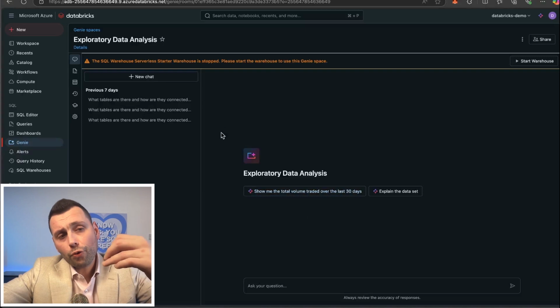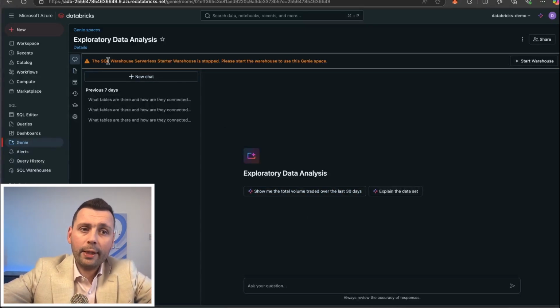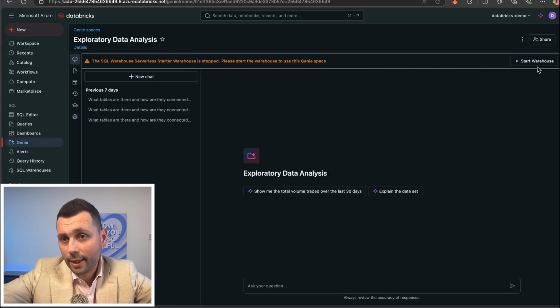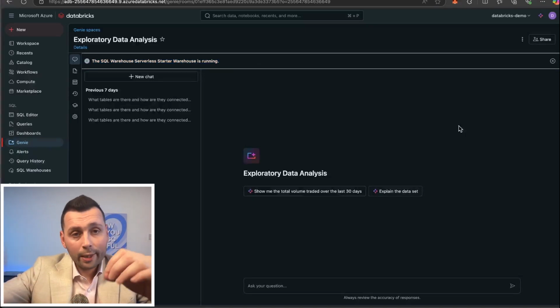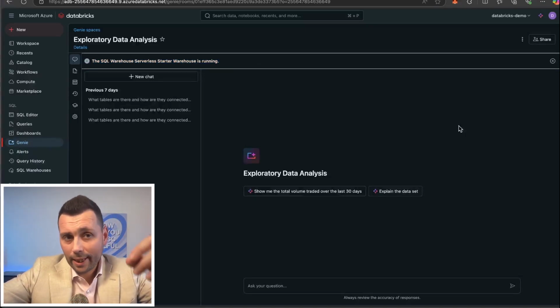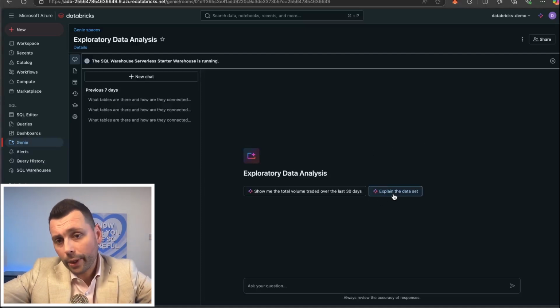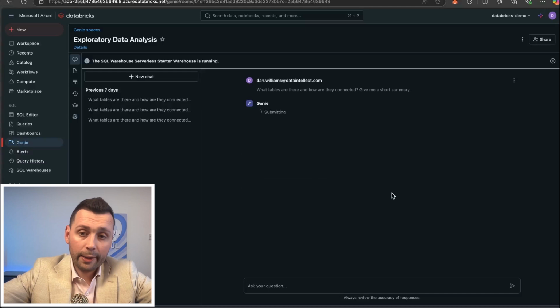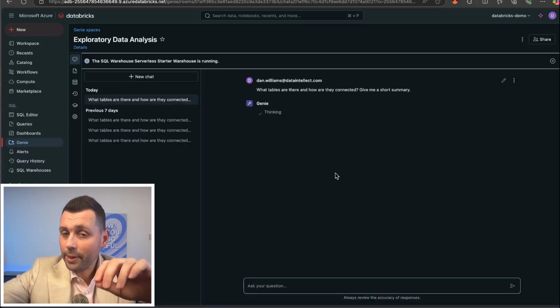Now, in order to run any query to actually see the data behind it, you need to have a SQL warehouse enabled, okay? As you can see here, our SQL serverless starter warehouse is stopped. So we need to start this warehouse in order for Genie to actually see the data, okay? This data is governed by Unity Catalog, so we need a SQL warehouse enabled so that we can actually run these queries. Now, we can just start and just ask it to explain the data set. What tables are there and how are they connected? Give me a short summary.